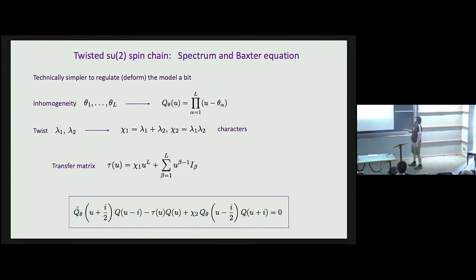So its leading term is just the identity matrix times u^L times the first character, plus some terms which depend on the state. These are the eigenvalues of the integrals of motion. And then the Baxter TQ equation for the twisted inhomogeneous spin chain takes this form. So I now have this Q_θ factor, which is shifted, and a Q_θ factor which is shifted here, but also the appearance of the characters χ2 and also χ1, which sits inside of this transfer matrix.